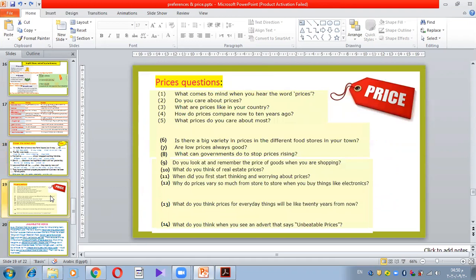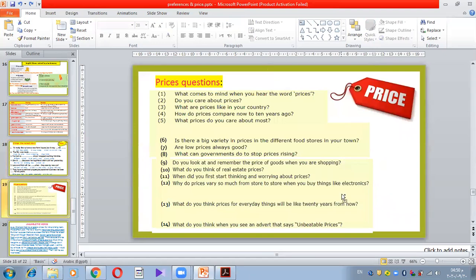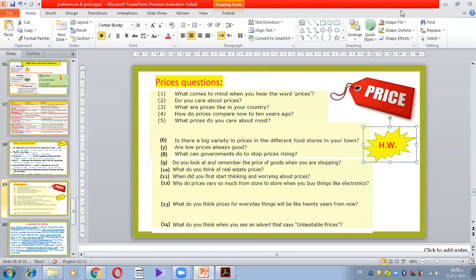These are some questions related to prices. I want you to try to answer them as homework also. I forgot, just write homework over these questions. I want you to think about it and try to answer them. It's like conversation questions related to prices. What comes to mind when you hear the word prices? Do you care about prices? What are prices like in your country?